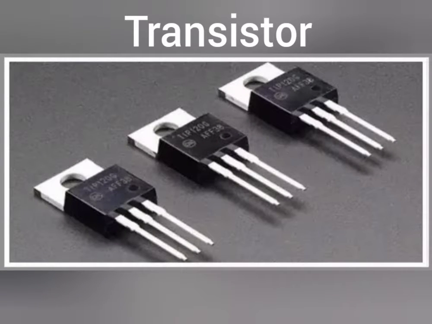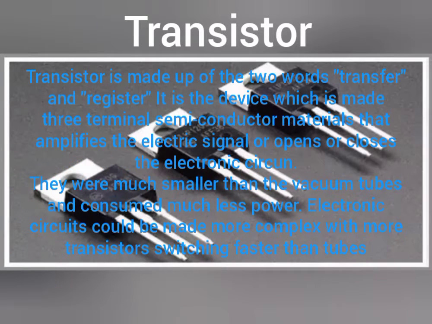Transistor. Transistor is made up of the two words, transfer and resistor. It is the device made of three-terminal semiconductor materials that amplifies the electric signal or opens or closes the electronic circuit.